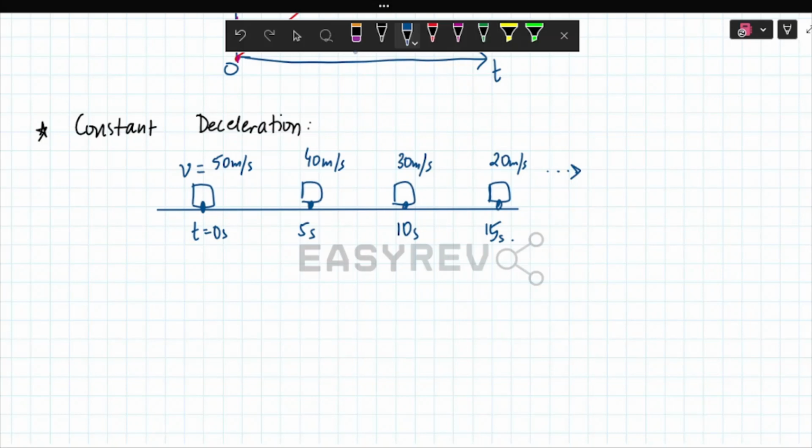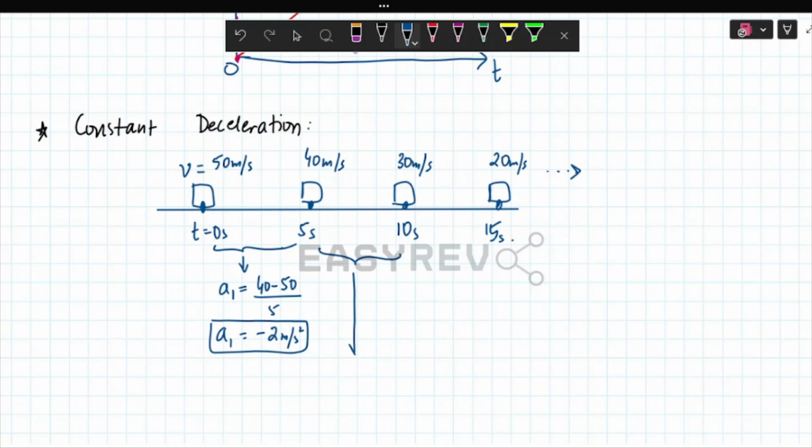Now let's see what values of acceleration we get for each equal interval of time. For the first time interval, we get 40 minus 50 divided by 5, giving us minus 2 meters per second square. That negative sign represents a decrease in velocity, and we'll see that for the other intervals that we'll calculate. For the second interval, we have 30 minus 40 divided by 5, giving once again minus 2 meters per second square.